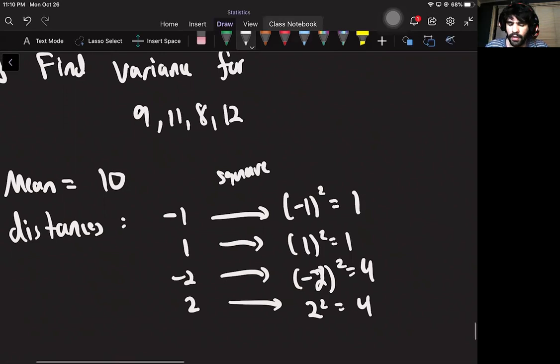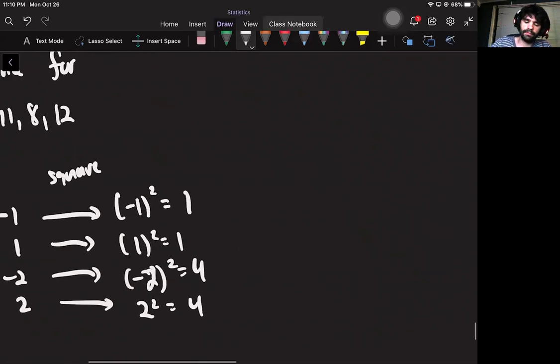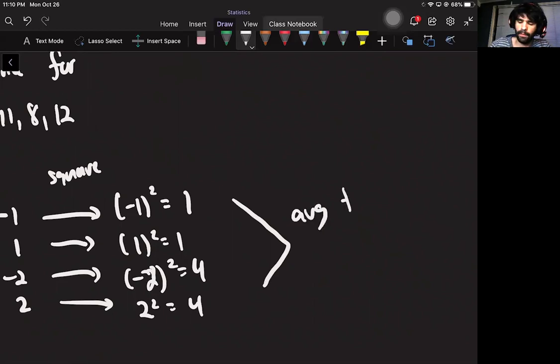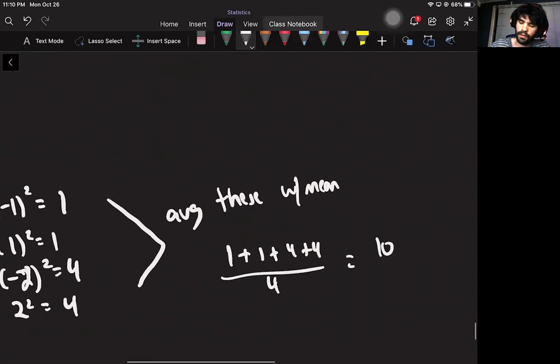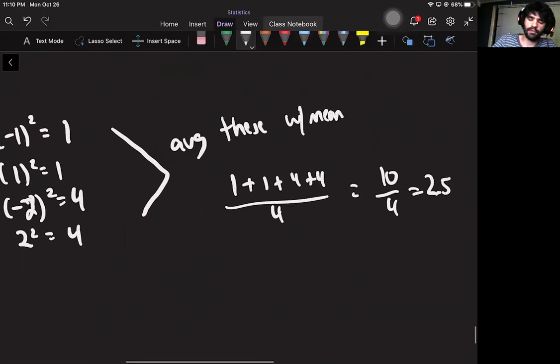Great. And then I'm going to average these things by taking their mean. And that'll be the last step. 1 plus 1 plus 4 plus 4, divide that by 4. It's 10 over 4, which is 2.5. So notice that this is much closer to the absolute mean deviation than in the other example.